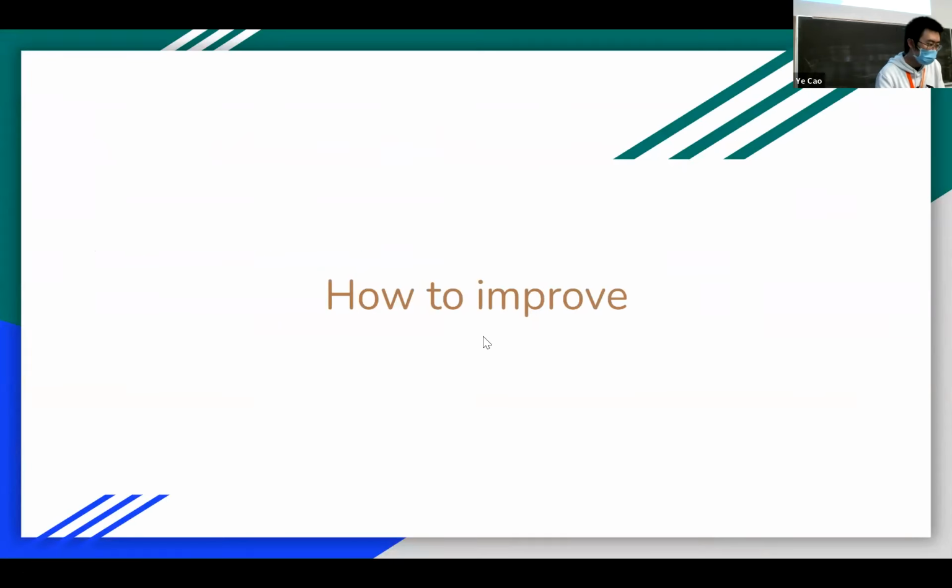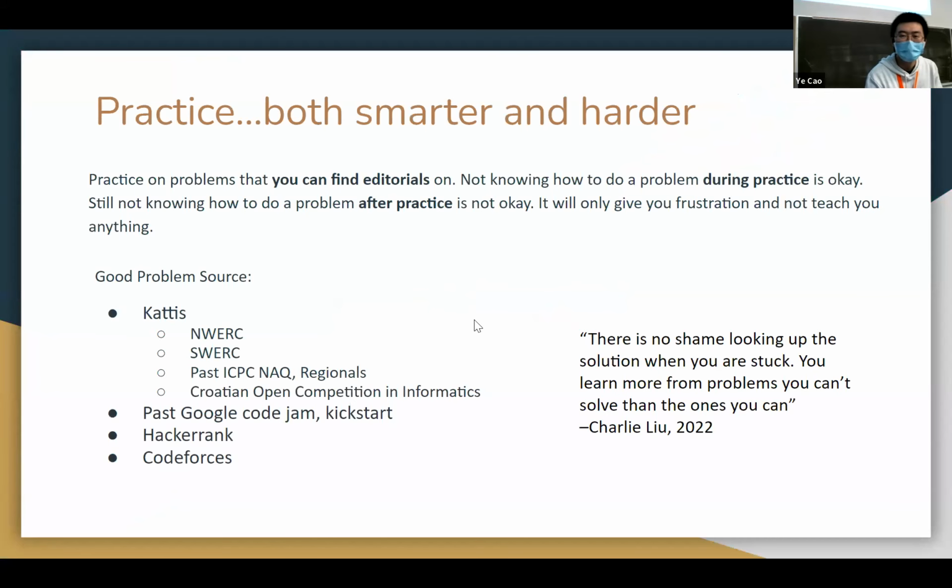For the next section, I want to talk about more long-term improvement, the metaphysical, philosophical topics of this lecture. So practice both smarter and harder.